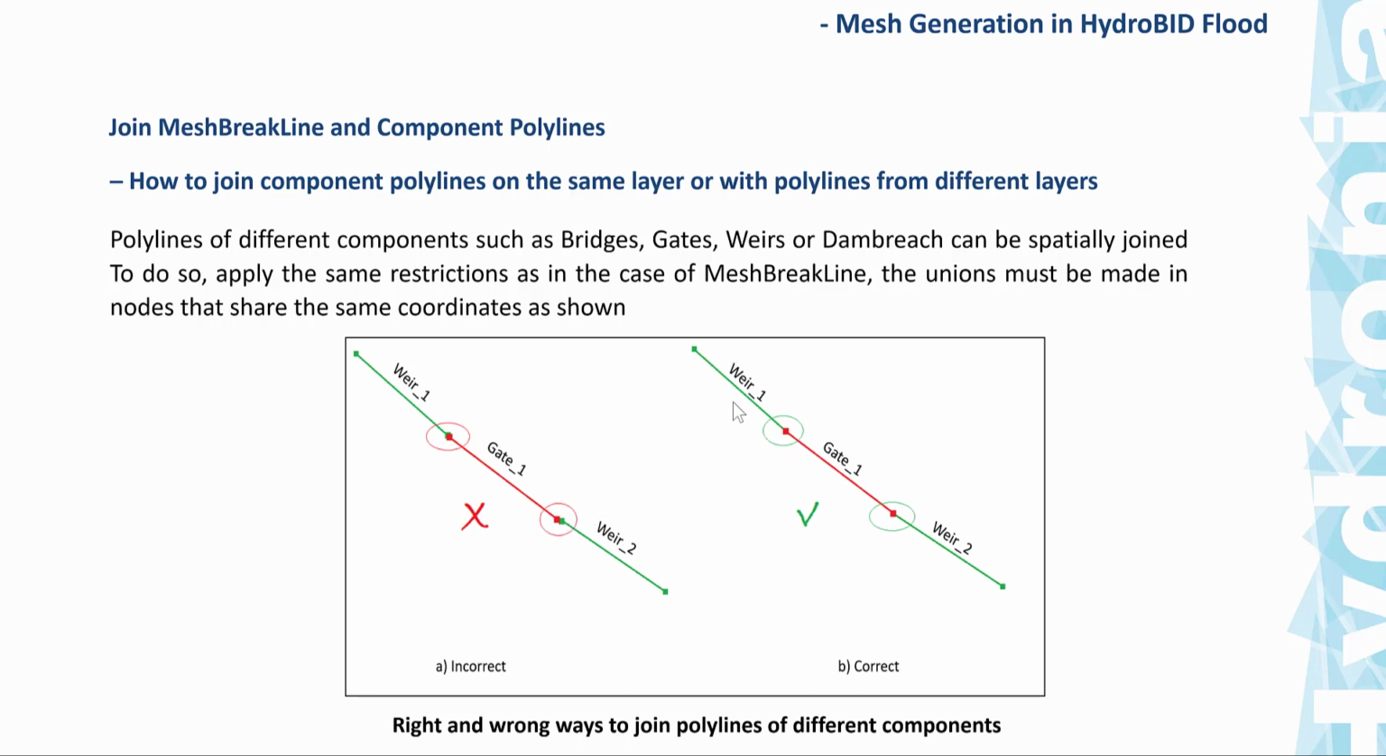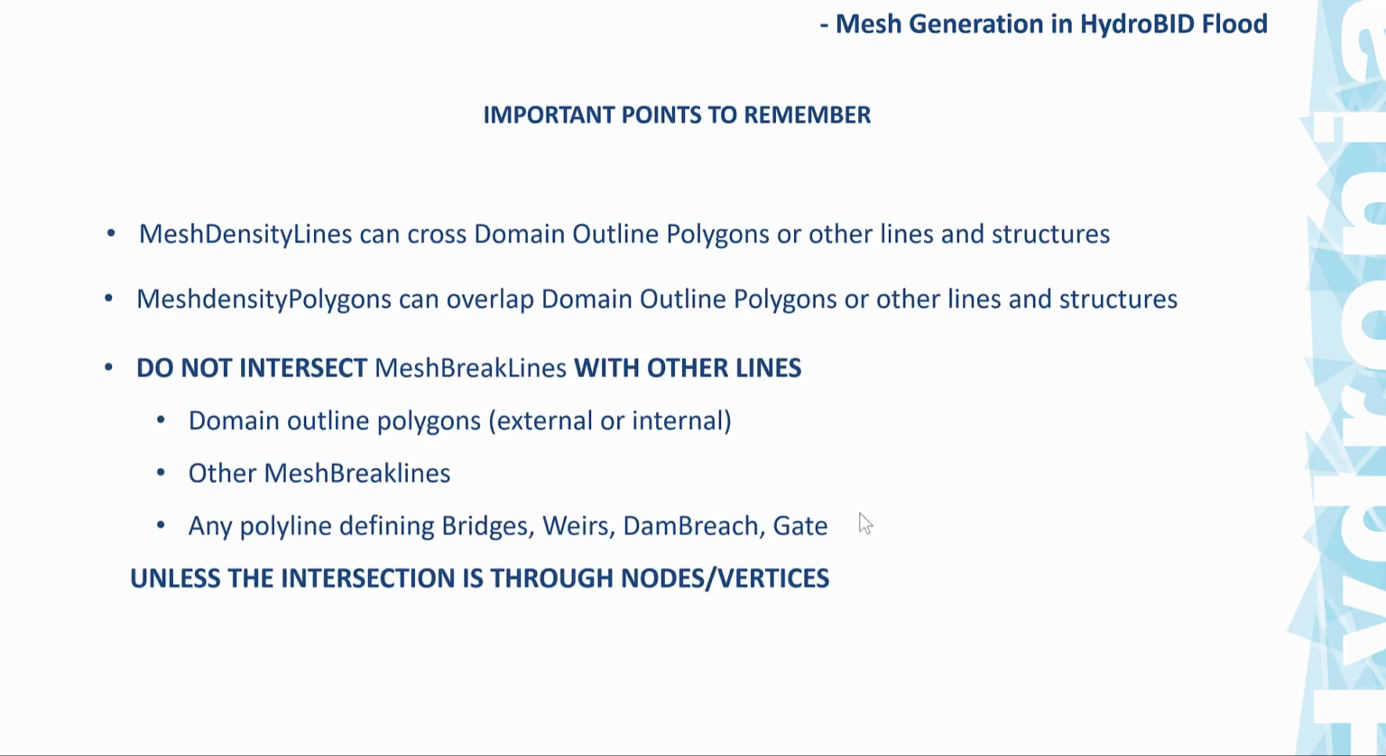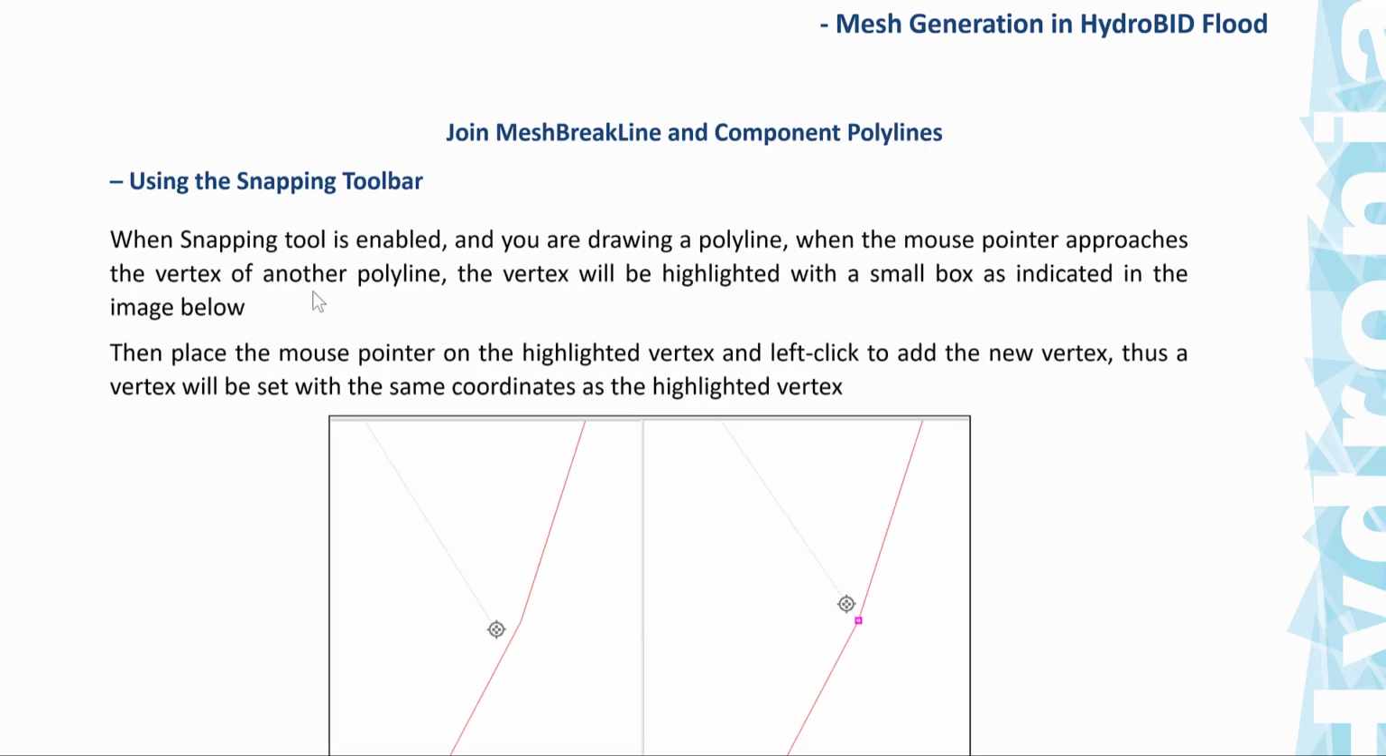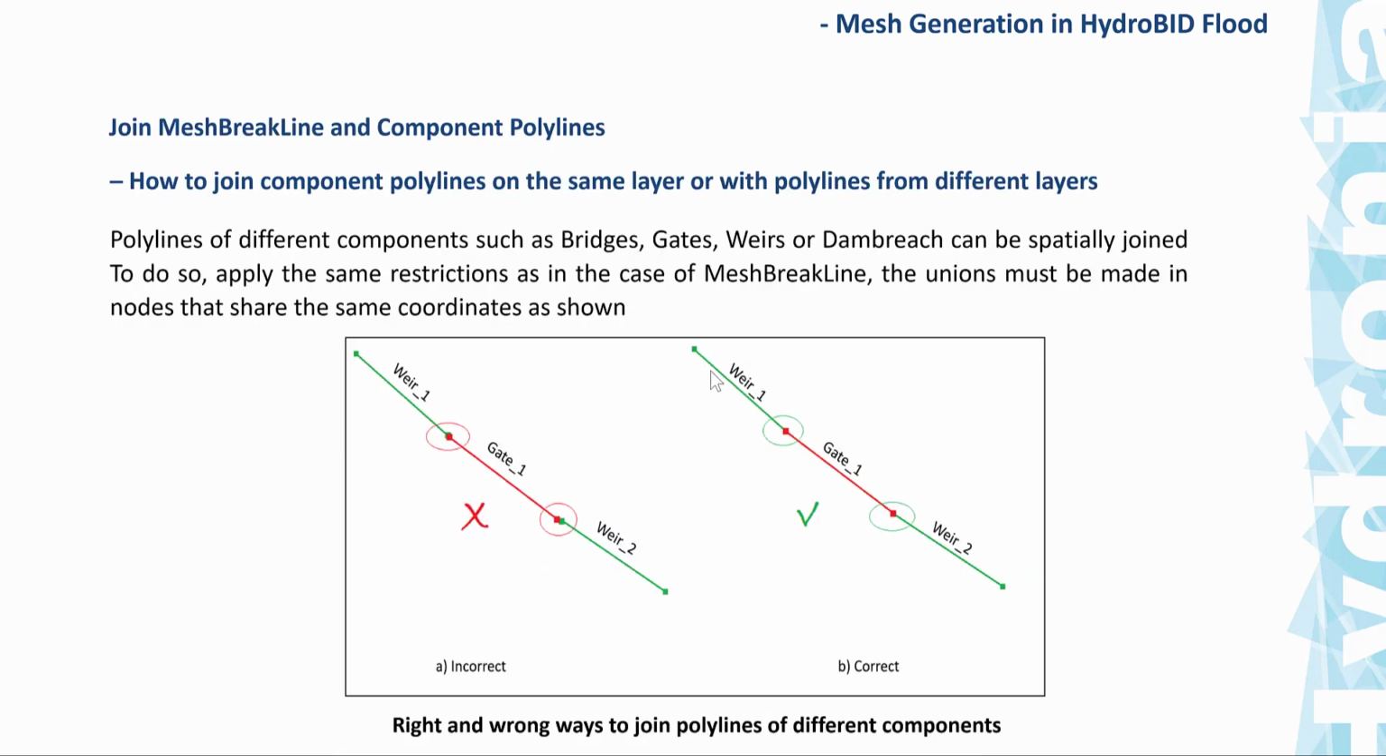So what you need to do is join the lines in such a way that the ending vertex of the weir is the first vertex of the gate, and the same way it happens here. This is done exactly with the snapping toolbar. When you're creating the weir, you create first, let's say, one weir, and then you create this gate. Then you use the snapping tool, and when you get close to this intersection, the program will snap to it, and then you click, and the intersection will be the same at every point where you want to join two break lines.